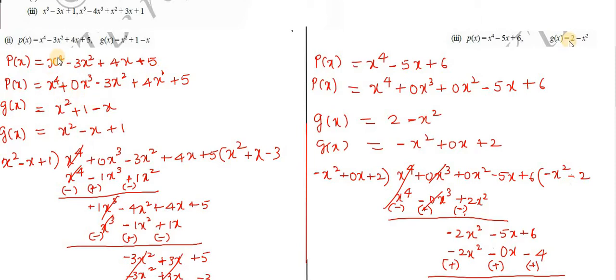So here 3x square is there, but where is x cube? X cube is not seen. It is not available here. So for that, what should we do? We should add x cube. How should we add that? We should add 0x cube.